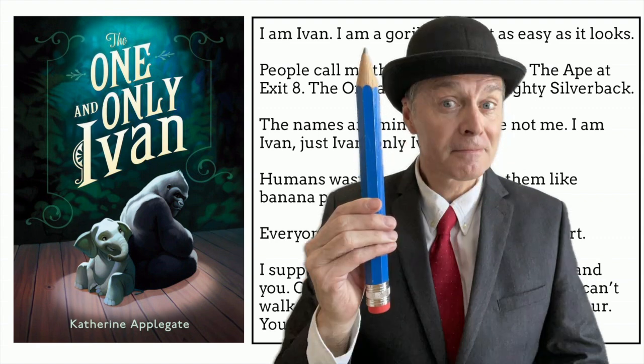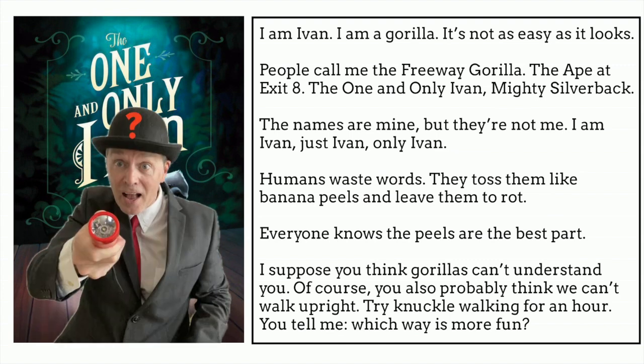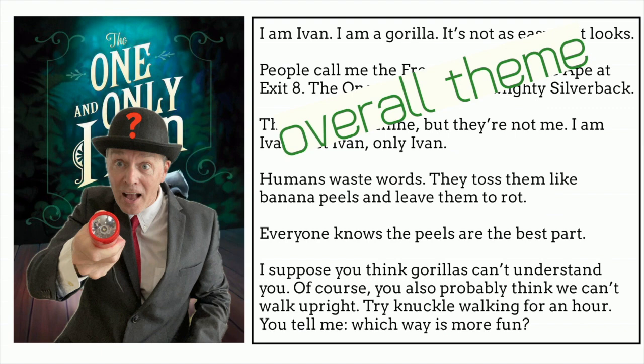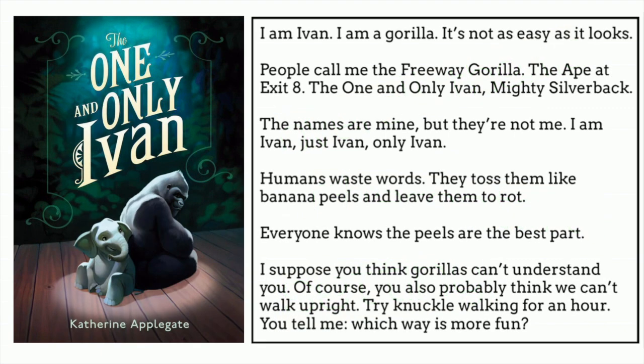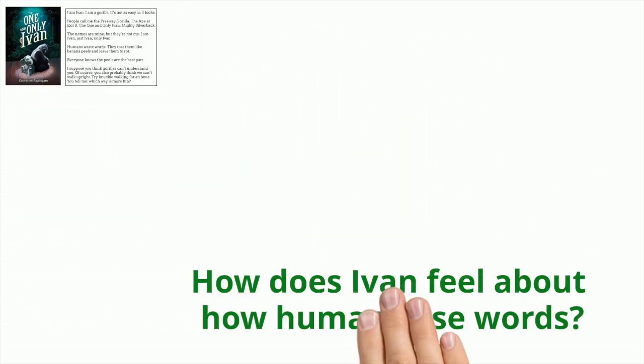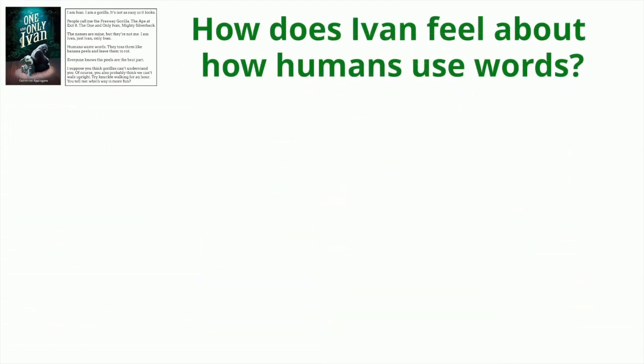Before we begin our PEA paragraph, we'll need a question to answer. This could focus on the text's overall theme, its characters, or the setting. Let's answer this question: how does Ivan feel about how humans use words?